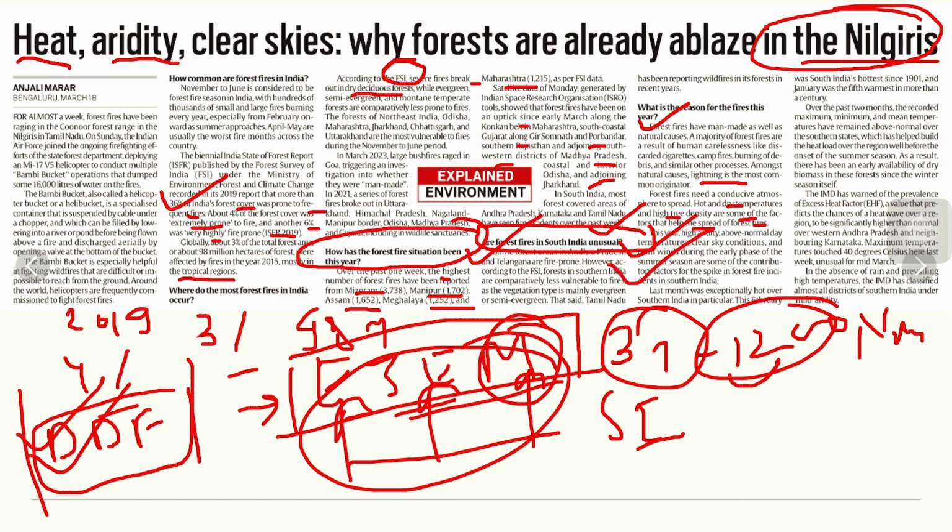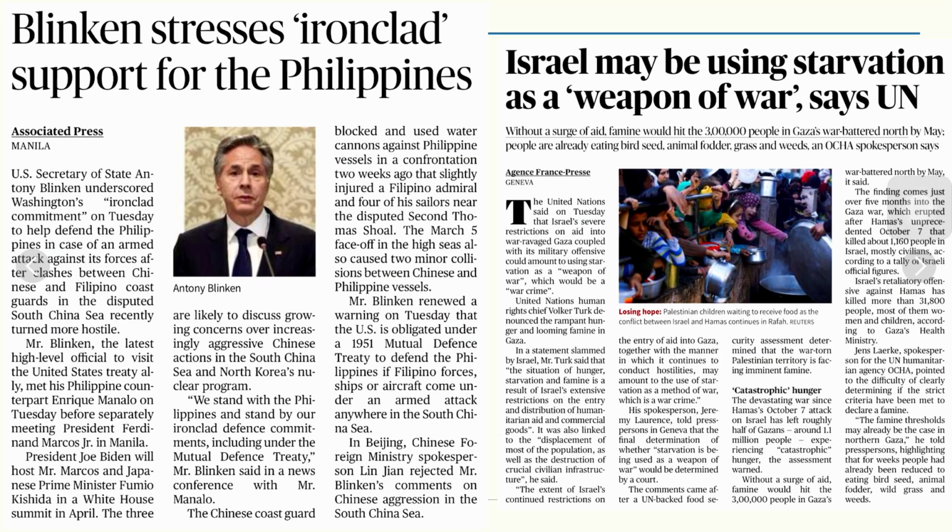So there is high aridity and above normal day temperature, clear sky condition and calm winds are also affecting the particular wildfire episode in Nilgiris areas. So this is the reason and what are the consequences of it. Now we turn to the Blinken episode.